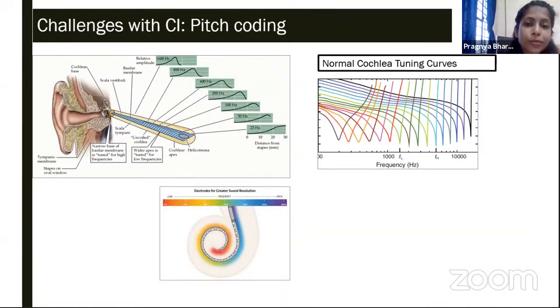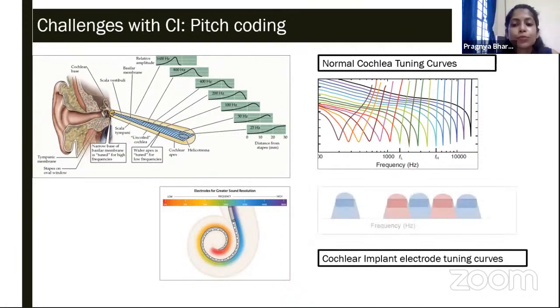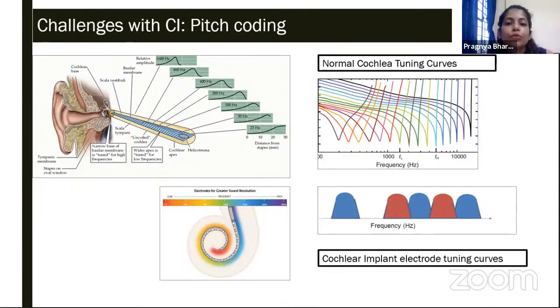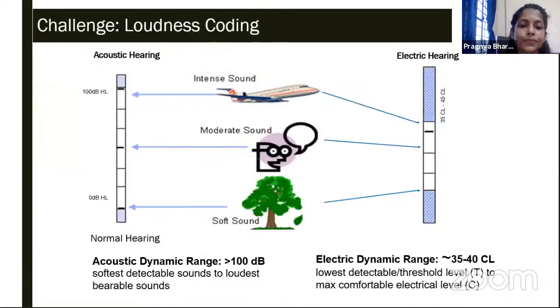I think the maximum number of intracochlear electrodes is 22 by Cochlear Medical Devices. So the job of thousands of hair cells is now limited to 22 electrodes. So the tuning curves, or the frequency bands allocated to each of these electrodes, are usually much broader compared to the sharper tuning curves that a natural cochlea has. So that is one of the challenges that we need to overcome in a cochlear implant.